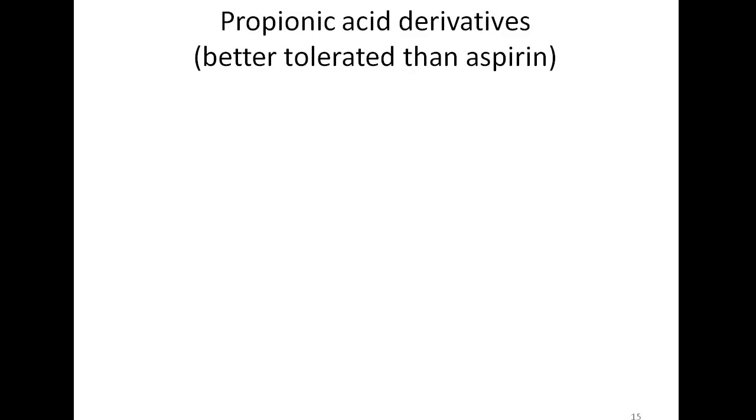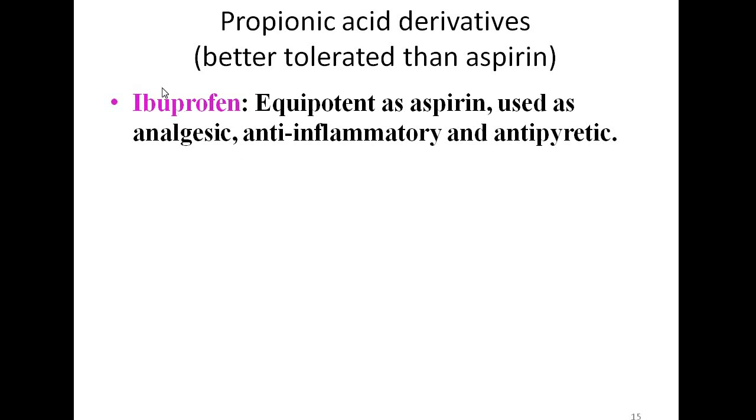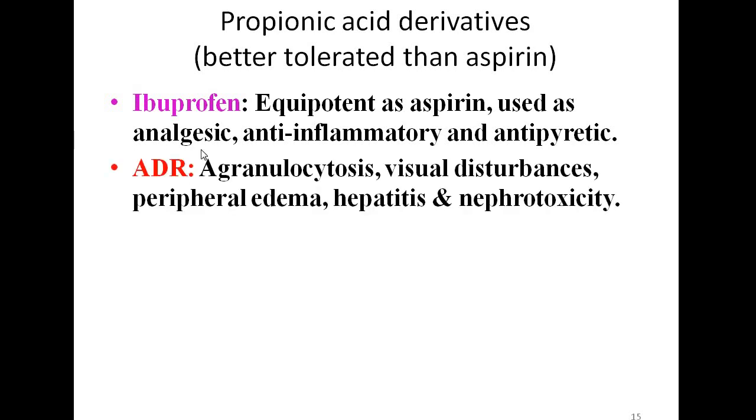Coming to the propionic acid derivatives, as a group, these drugs are better tolerated than aspirin, especially the gastrointestinal adverse effects. Ibuprofen is equipotent as aspirin and is used as an analgesic, anti-inflammatory and antipyretic drug. So the mechanism of action of the propionic acid derivatives is similar to aspirin, namely inhibition of cyclooxygenase 1 and 2. Adverse effects of the propionic acid derivative group include agranulocytosis, visual disturbances, peripheral edema, especially of the ankles, hepatitis and nephrotoxicity with long-term use.